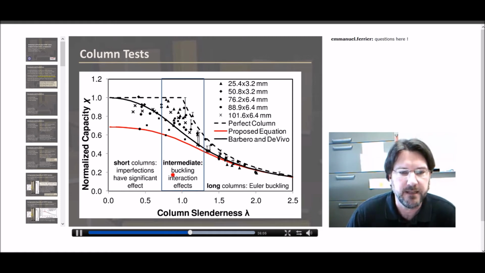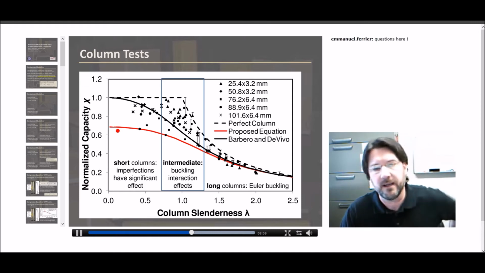And then in this intermediate range, we really do get an interaction between the local buckling and the Euler buckling, and a significant reduction in behavior from the perfect column. And if we go back to that original nice mechanics approach that we proposed earlier on in the presentation, that's the red curve, which again is solely from fundamental mechanics, and it seems to capture the behavior very, very well. It captures the lower bound of the behavior very well.